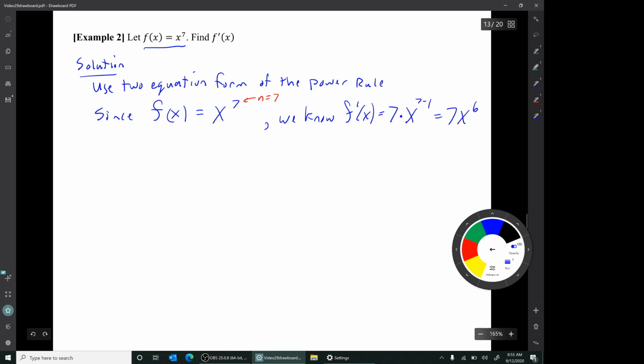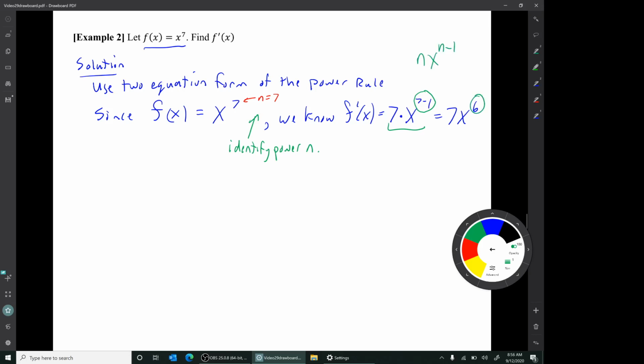So we start by writing down our original function, and we identify clearly what the power is. And we give it a name, n. And then we build this expression using the value of n equals 7. Notice that I don't do the arithmetic in the first step. I just write down what the power rule says. The power rule says we're going to do n times x to the n minus 1. It's in the next step that I simplify that.